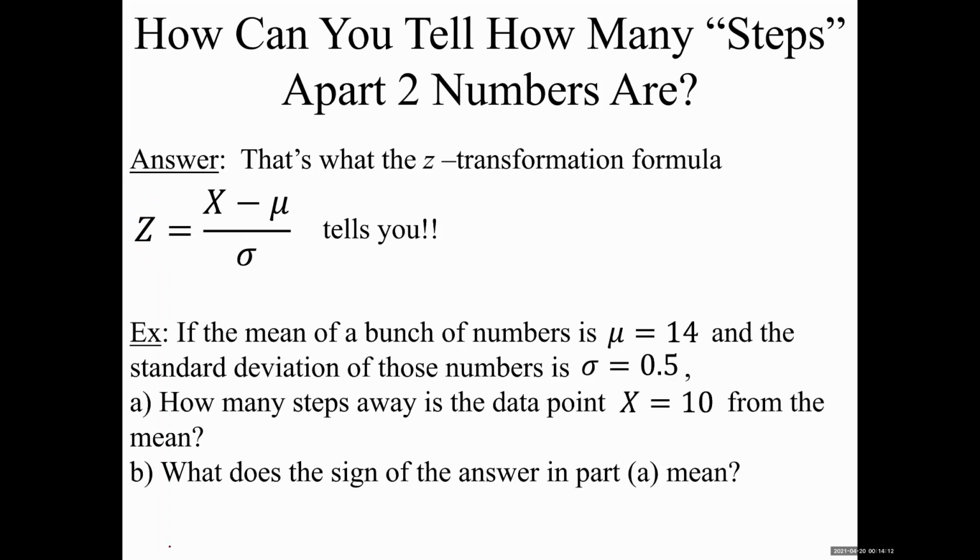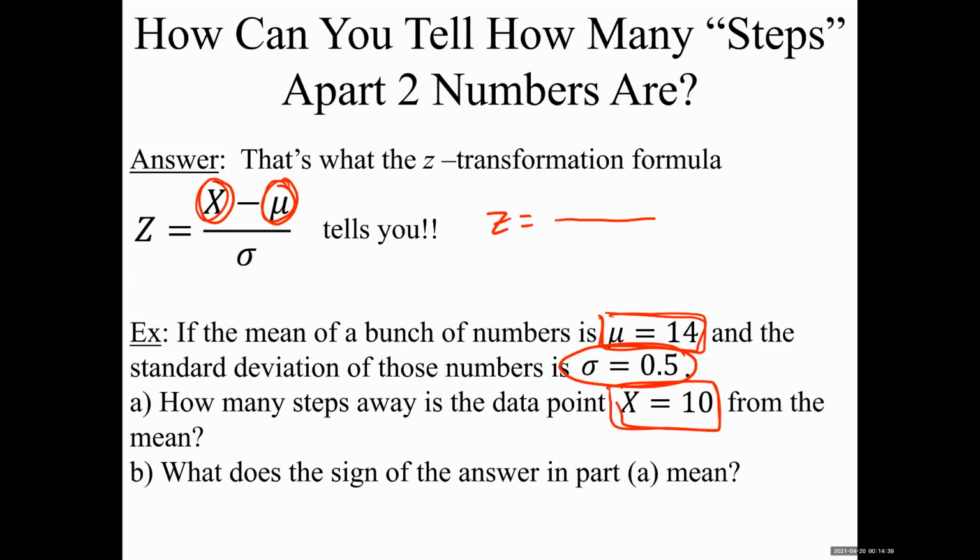Okay, so what I'm writing here is the same question as before. We have the number 10 and the number 14. I want to know how far apart they are if the standard deviation is 0.5. We already did this. The answer was they're 8 steps apart. But I want to show you how we do this by plugging into the formula. Now the question becomes, what do you plug in here and what do you plug in here? It doesn't really matter, but I wrote mu is 14 so that you plug in the 14 here, and x is 10 so you plug it in here.